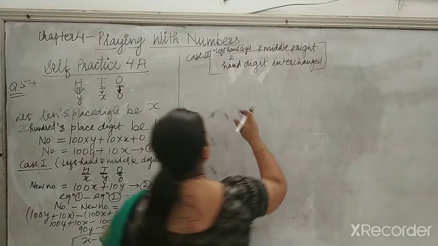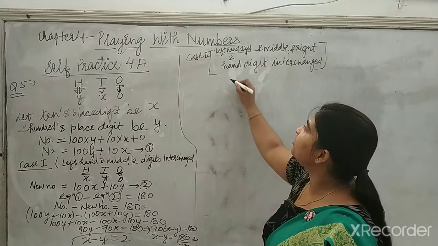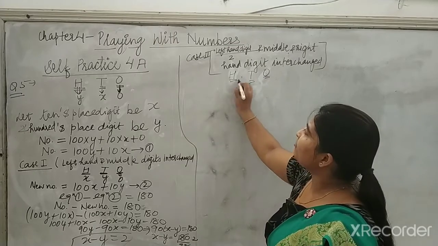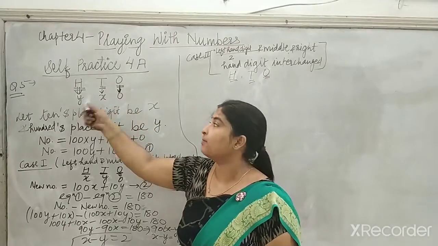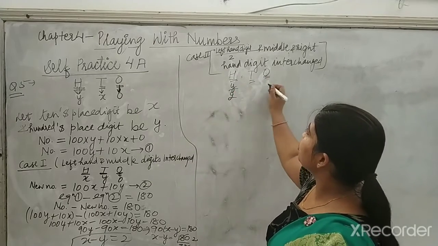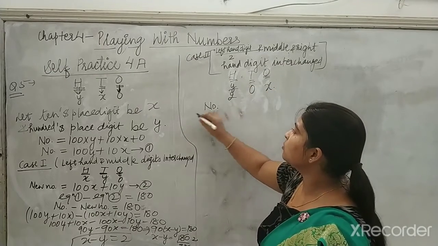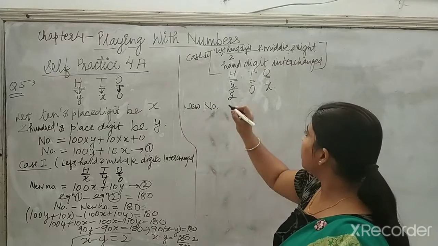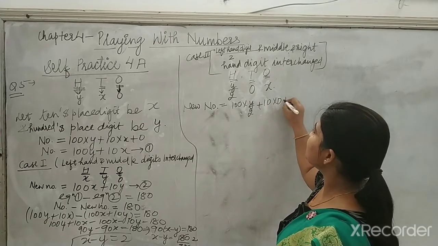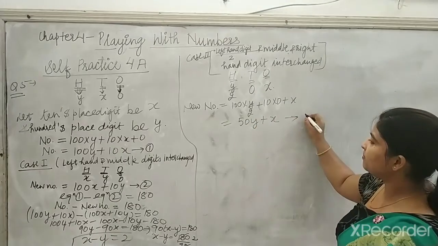Okay. Similarly, we will see the second case. What is the second case? The second case is saying that the left hand digit has been halved. So I will make again hundreds, tens, ones. What is my left hand digit? y is my left hand digit for the number. So y has been halved, and the middle and right hand digits have become 0 and x. So can you tell me what the new number is? The new number will be 100 into y upon 2 plus 10 into 0 plus x. So it has become 50y plus x. This is your equation number 3.